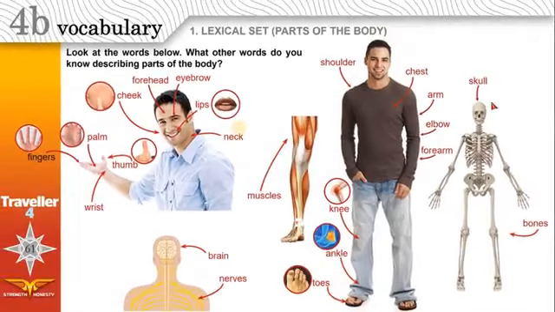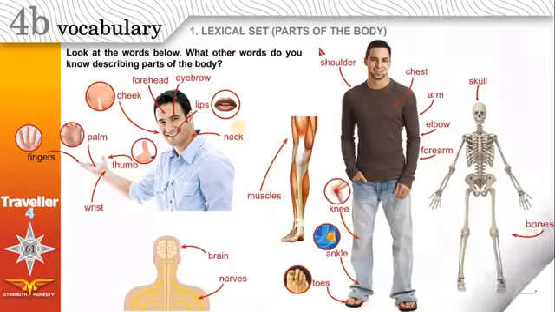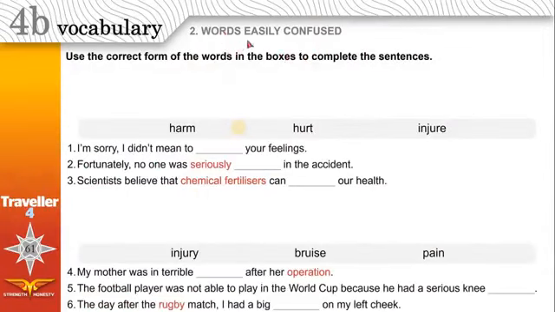Now let's continue to the second part of today's vocabulary video. Next we have words easily confused. Use the correct form of the words. Correct form means if you needed ed, past simple, if you needed ing, if you needed s, plural s, to complete the sentences. The first group we have harm, hurt, and injure.